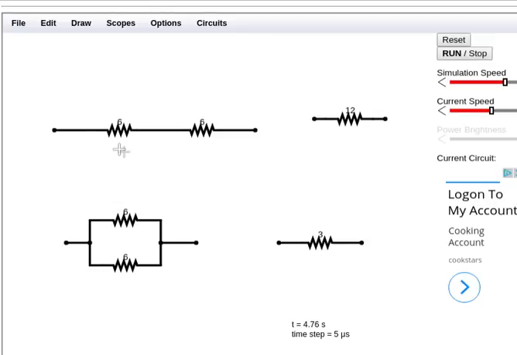Now for series, of course, we add the resistors. So if I've got a resistor of 6 ohms and a resistor of 6 ohms, the equivalent is if I have a single 12 ohm resistor.